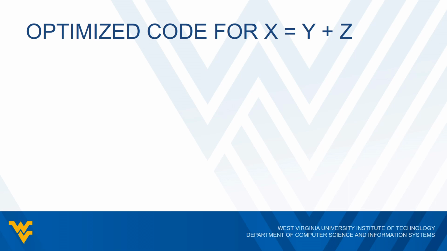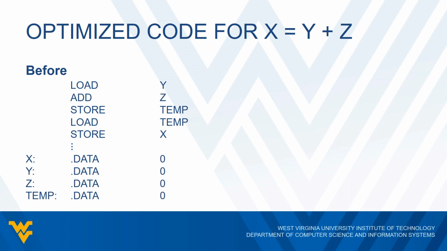Let's try out our code for x equals y plus z and see if we can optimize it a little bit. So here's what we had before. So we had our 4 variables. We loaded y and added z to it. We stored that in temp. And then we loaded temp and then stored in x. So we can see right away there are a couple things we can do.